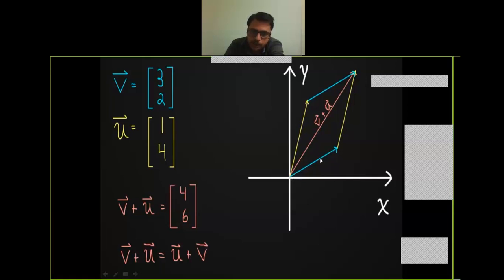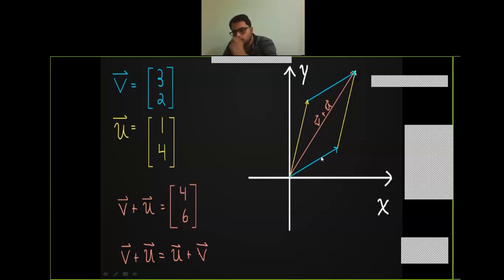Similarly, in the case of 1 4, we are going 1 unit in the x direction and 4 units in the y direction, and that's why we are coming to this point, the tip of this vector. So these two vectors: this is vector u and this is vector v.